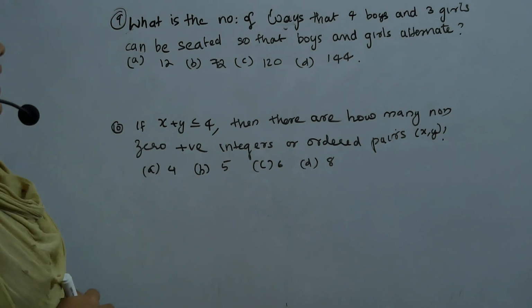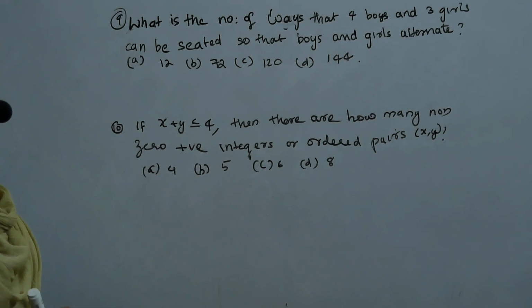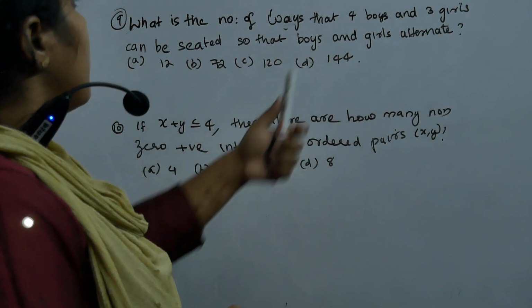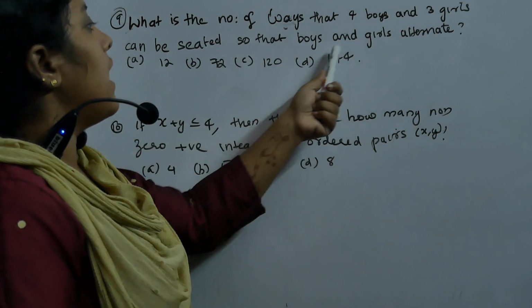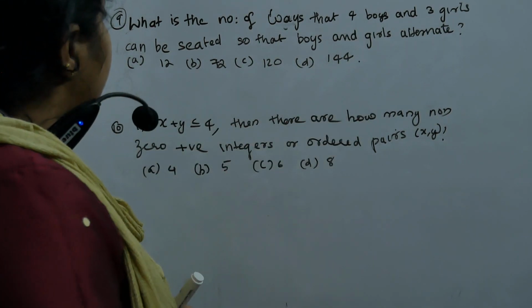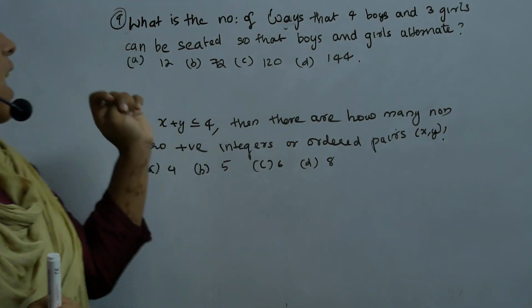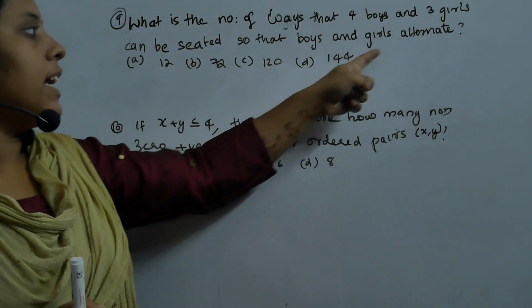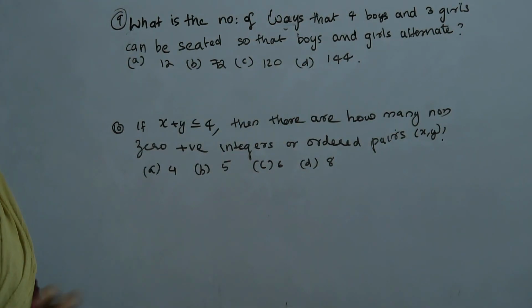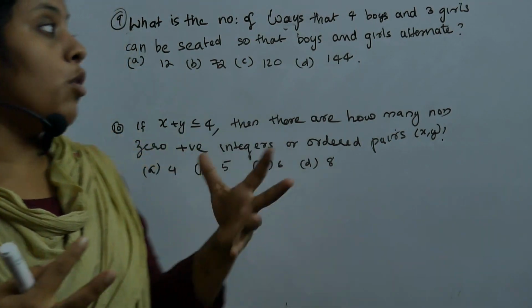So we will see the 9th question. What is the number of ways that 4 boys and 3 girls can be seated so that boys and girls alternate? So what is the requirement? We have 4 boys and 3 girls, and how many ways they can be seated so that boys and girls alternate.